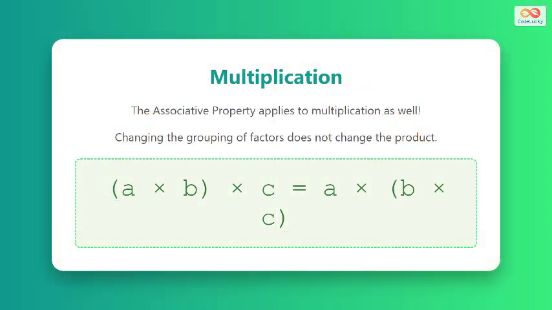Now, does this work for other operations? Yes, it works for multiplication too. The rule is exactly the same. Changing the grouping of the factors does not change the product. Whether you multiply the first two numbers together first or the last two, your final answer will be the same.